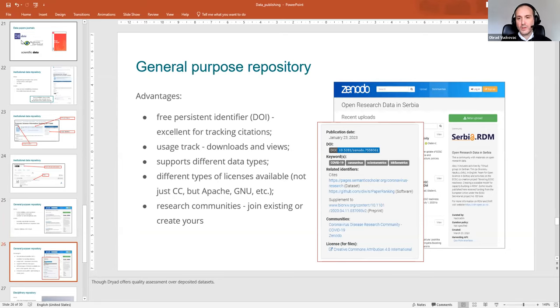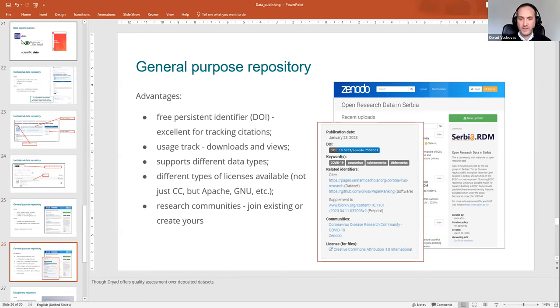When you articulate, if you don't have your institutional repository, general purpose repositories like Zenodo or Figshare, or OSF can be a great example to provide infrastructure and provide services for data management to your researchers. And you can demonstrate that, and you can show all the advantages that these repositories provide, like DOIs, persistent identifiers, findability, citations.